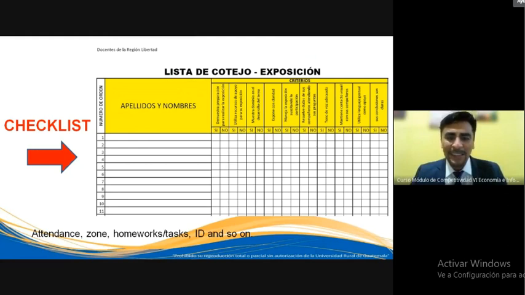I don't know. And we need to design this format. Excel is a good tool to start designing this type of documents. In this case, this is very useful, like I'm saying to you, for the professors, the teachers. So maybe in 3 minutes, I will share with you how to do a checklist in Microsoft Excel. You can take note there of attendance, the homeworks, the ID, and so on.